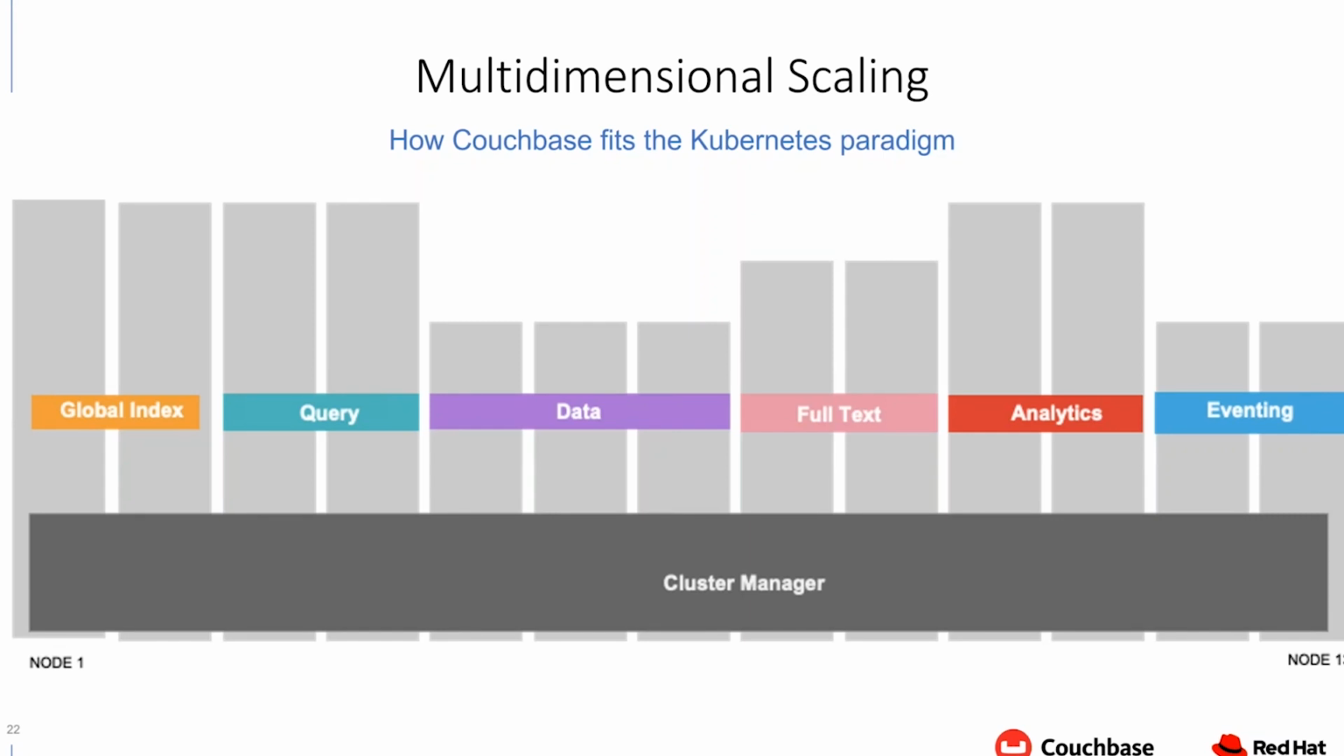Multi-dimensional scaling, though, is probably the key feature that allows us to fit the paradigm so well. What that means is that every service, the services I showed you in the first slide about Couchbase, is essentially its own microservice, which can be scaled independently. And this is what an architecture could look like on a standalone Couchbase cluster.